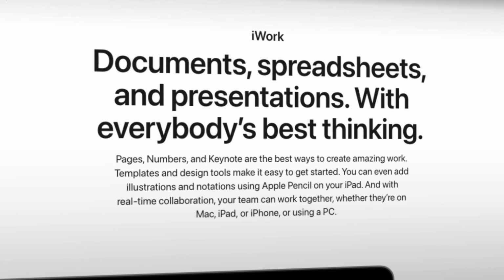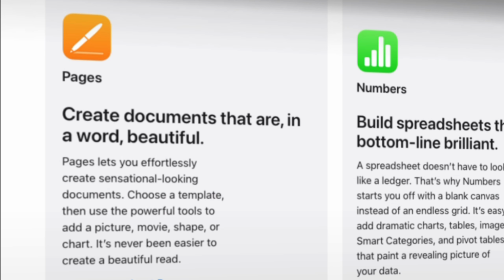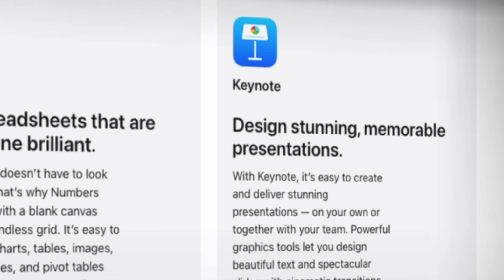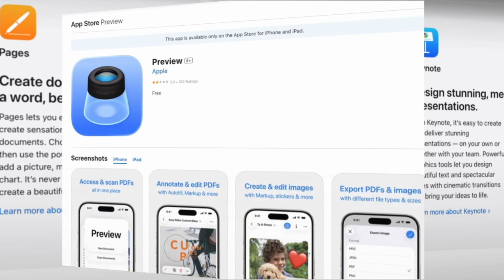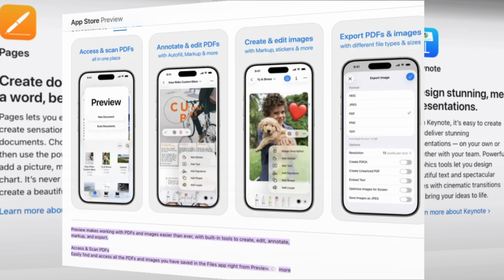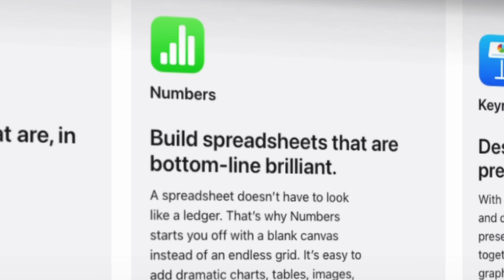The iWork suite is interesting. Pages might just be one of the best word processors out there. Keynote absolutely dominates the presentation space. And Preview, well, it's the most convenient PDF editor you'll ever use. As for Numbers, I'm sure someone out there uses it, right?